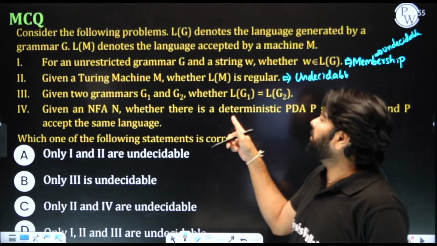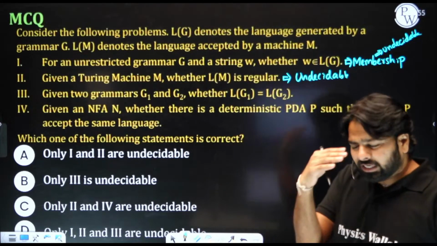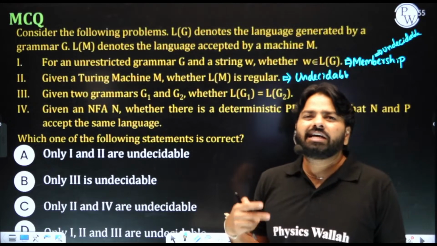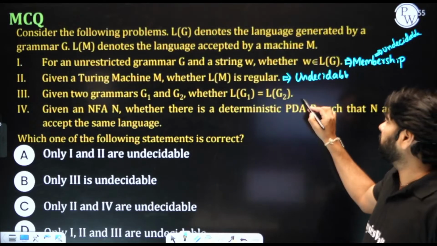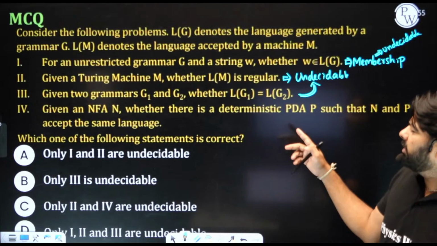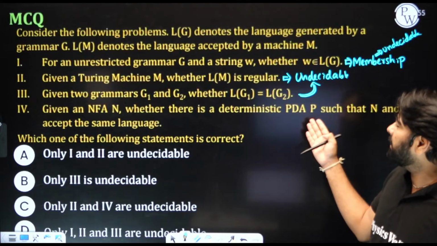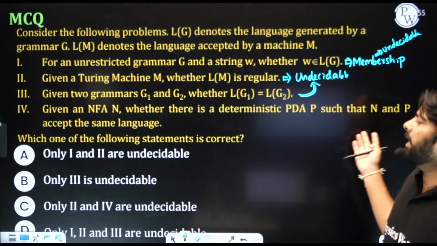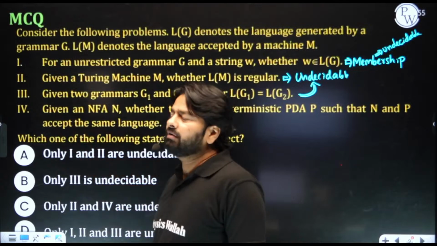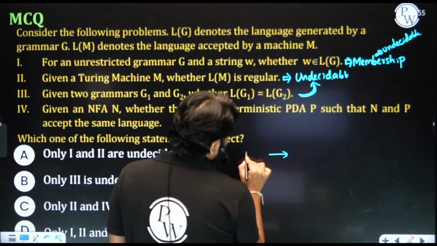And given two grammars, are they generating, are they representing the same language? This is the equivalence problem for Turing machine. This is also undecidable. Last one, whether there is a deterministic PDA such that N and P accept the same language. But what is given? NFA is given, only NFA is given.